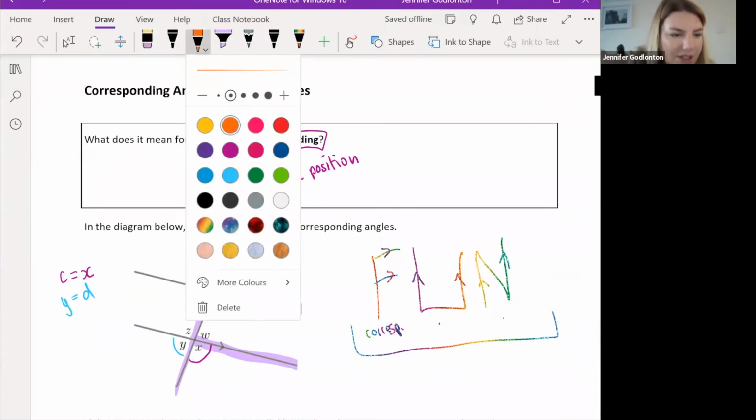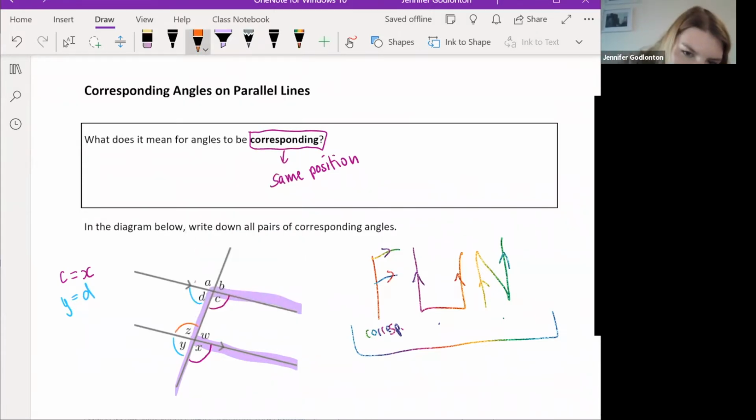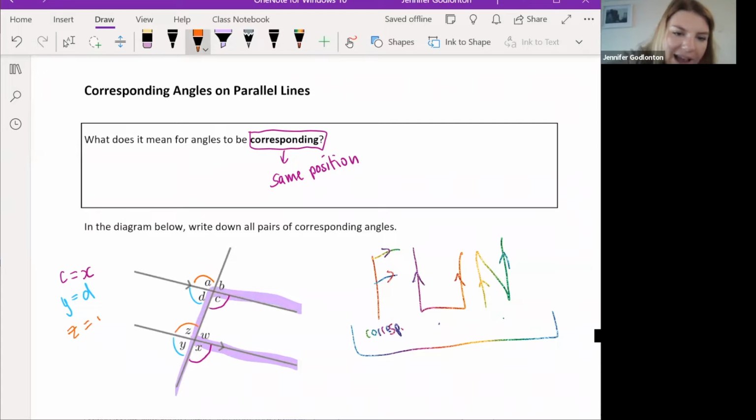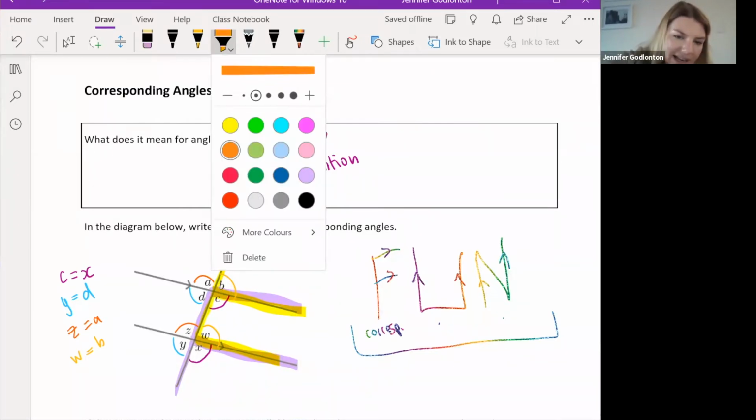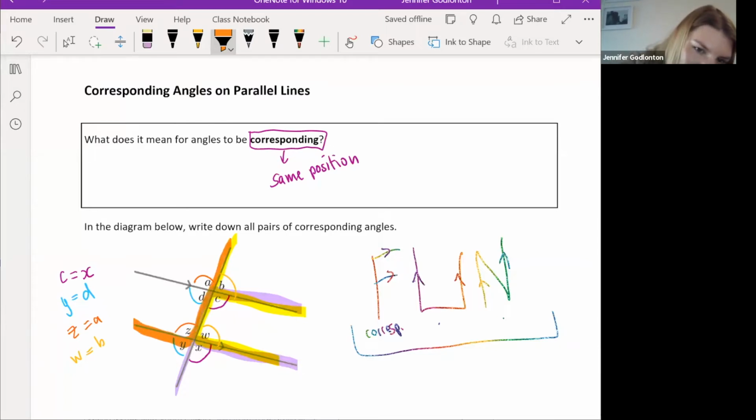Okay, let's see. We've got some in the chat coming in. Z and A. Yes, I like it. And our last one also coming in the chat. We've got W and B. Okay, so can you see that they're all in the same spot as each other? And if we wanted to, we could draw an F for all of those. So like for the B and W, that would be our F. It's just an F that's upside down, okay? And for the Z and the A, that would be our F. So if you can find an F using your parallel lines, you've got corresponding angles.